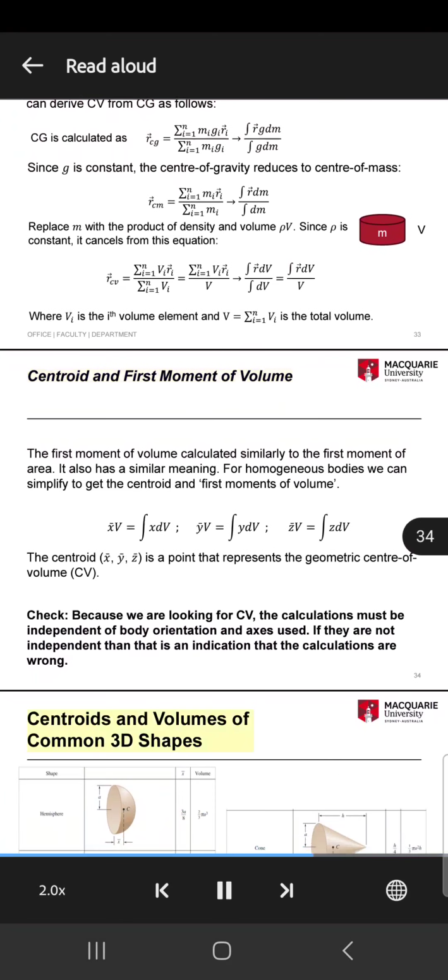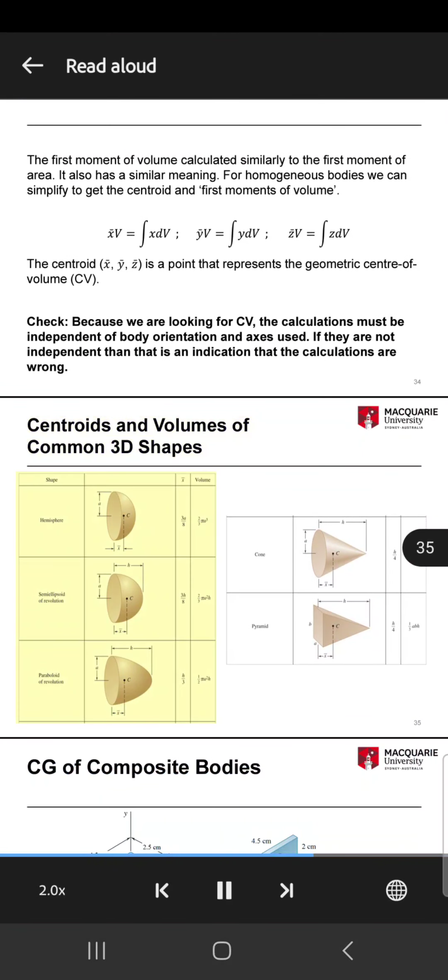Centroid and first moment of volume. Centroids and volumes of common 3D shapes. Centroids of common shapes and volumes. CG of composite bodies. CV of composite bodies.